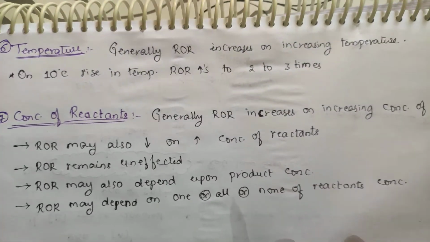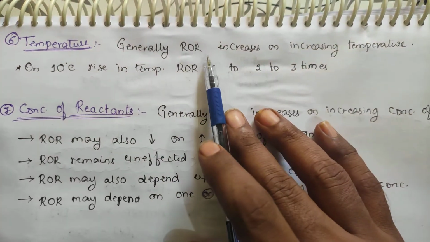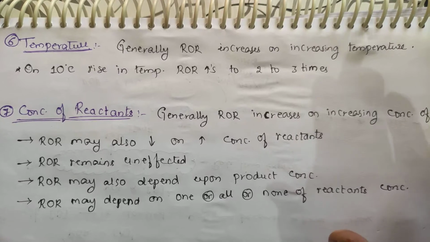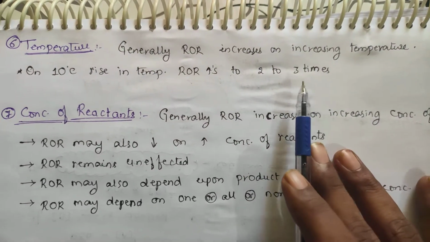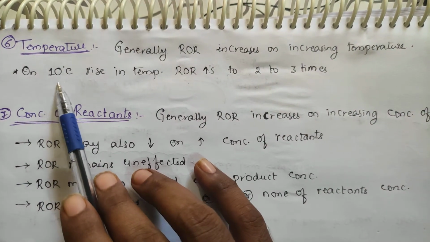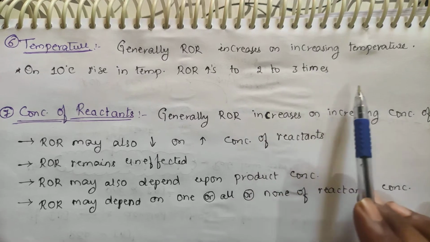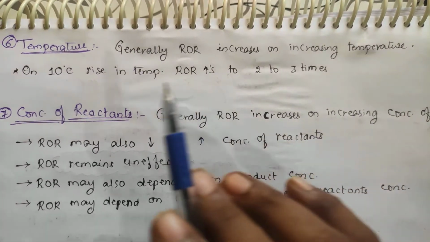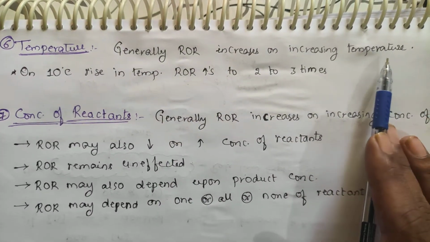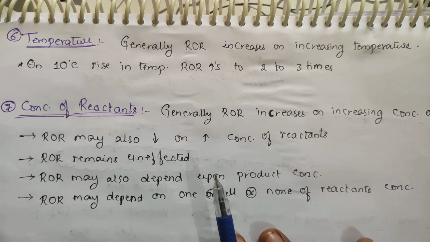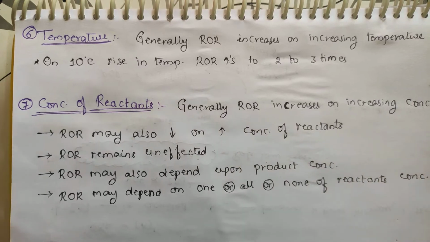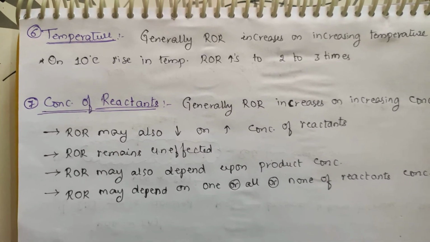Right. Next condition is temperature. Generally, the rate of reaction increases on increasing the temperature. Generally. There are some conditions where it will be decreased, but 99% of the time, the rate of the reaction increases on increasing temperature. On a 10 degree rise in temperature, the rate of reaction increases 2 to 3 times. Again, you remember this. For every 10 degree rise in temperature, the rate of the reaction becomes double. In some cases, it will be tripled also.